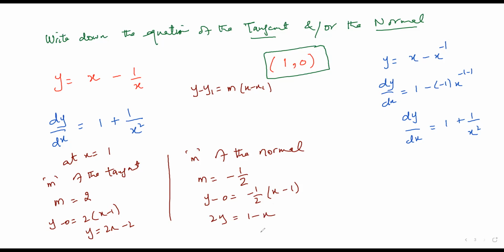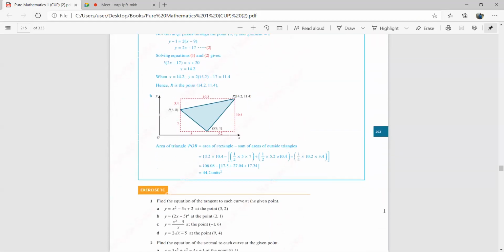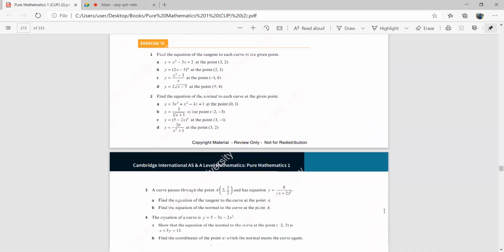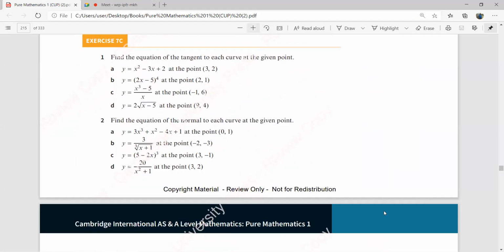Okay, guys. So now you people need to go into this book here, and without wasting any time, I would take you to this exercise 7C, and you people will be doing all the parts of this question number 1 and this question number 2. This is your first task of the day. Okay, thank you.